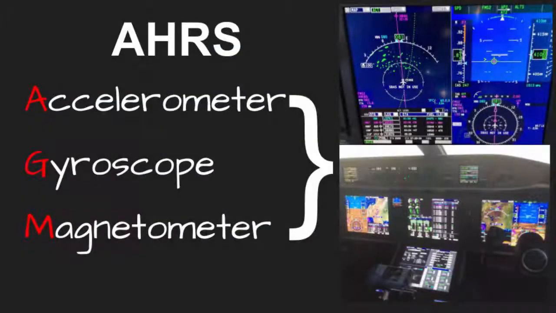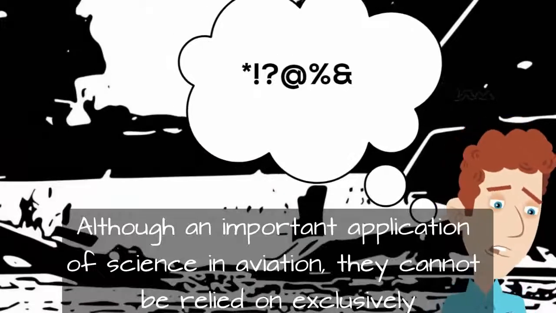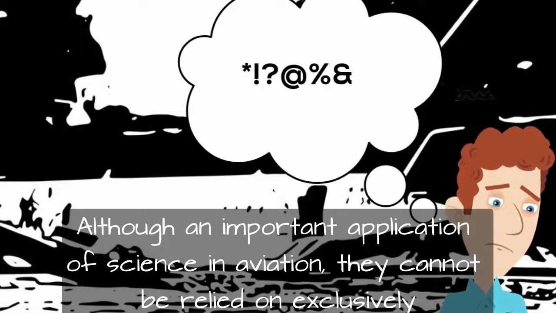Nowadays, most aircraft include an attitude and heading reference system over the conventional gyroscopic instruments. Gyroscopes are used with an accelerometer and measurements of the Earth's magnetism, which results in an essentially drift-free orientation. This is being incorporated in the electronic flight information system in most modern and glass cockpit aircraft. Although an important application of science in flight, gyroscopic instruments cannot be relied on exclusively.